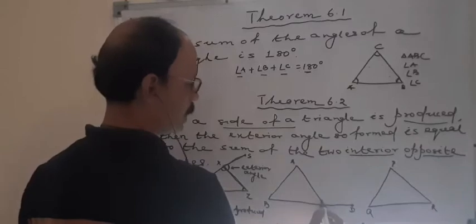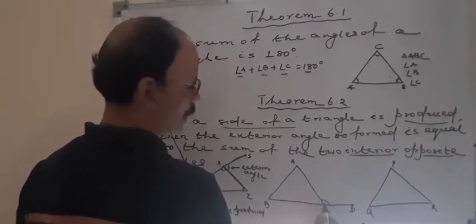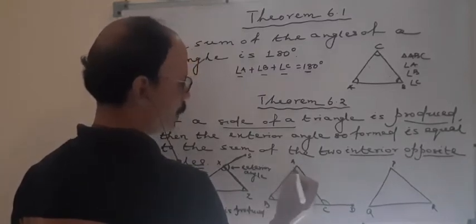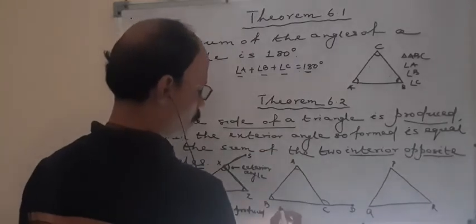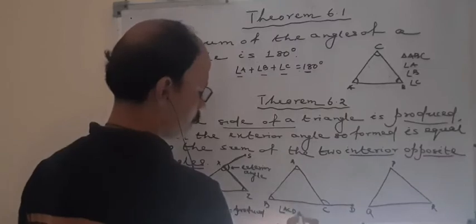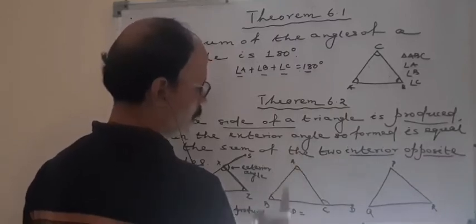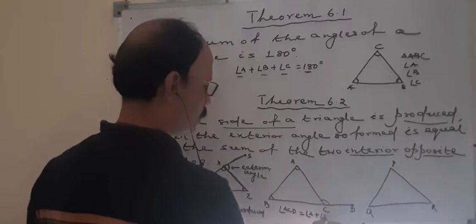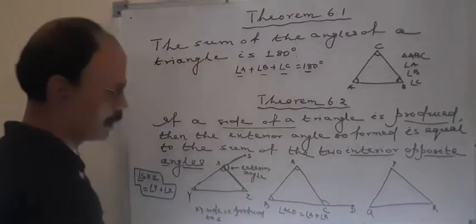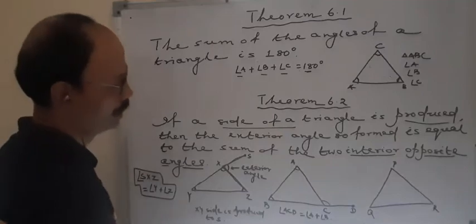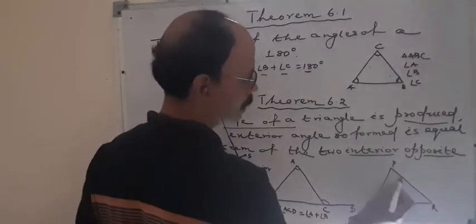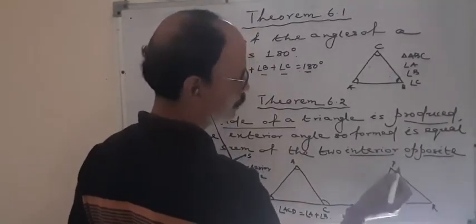So what will be the exterior angle? This will be exterior angle. What are the opposite interior angles of this exterior angle? These two will be opposite interior angles. So like this, ACD is the exterior angle, whereas opposite interior angles are angle A plus angle B, according to theorem 6.2.